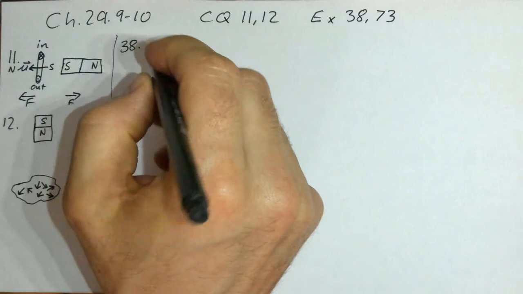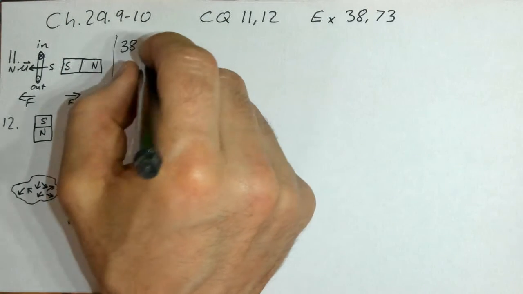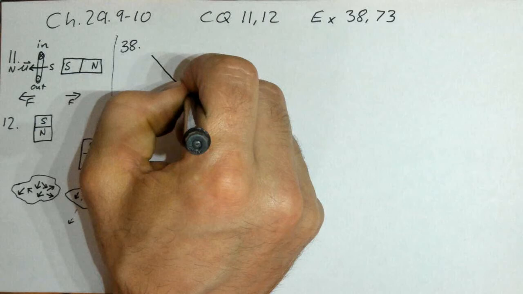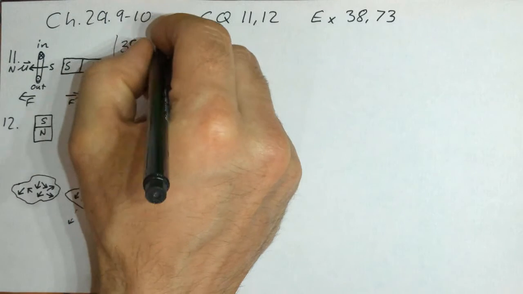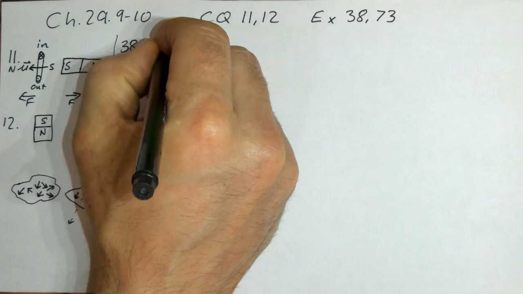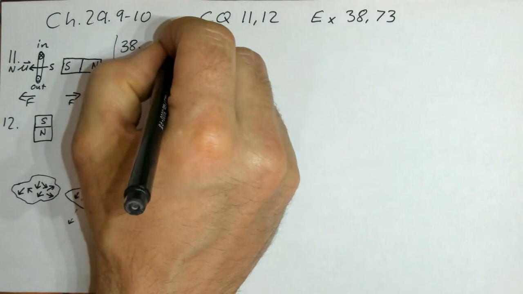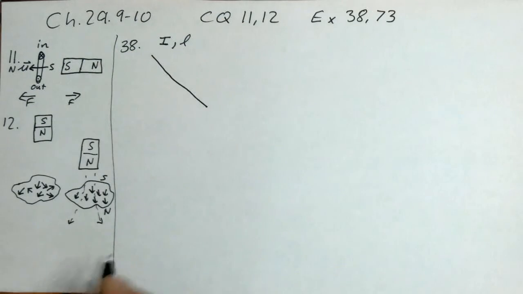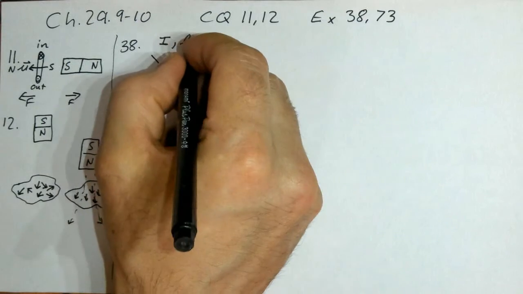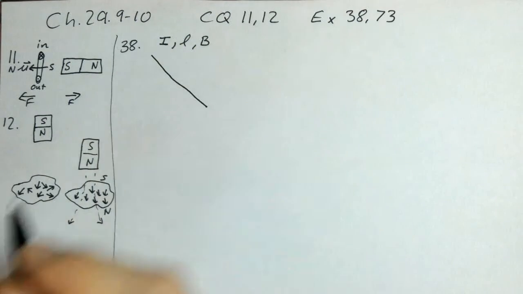Okay, so we have a rectangular loop of wire. I'm looking at it on its side. We know the current flowing through it, 0.5 amp. We know the length of each side, L. And we know the magnetic field it's in.